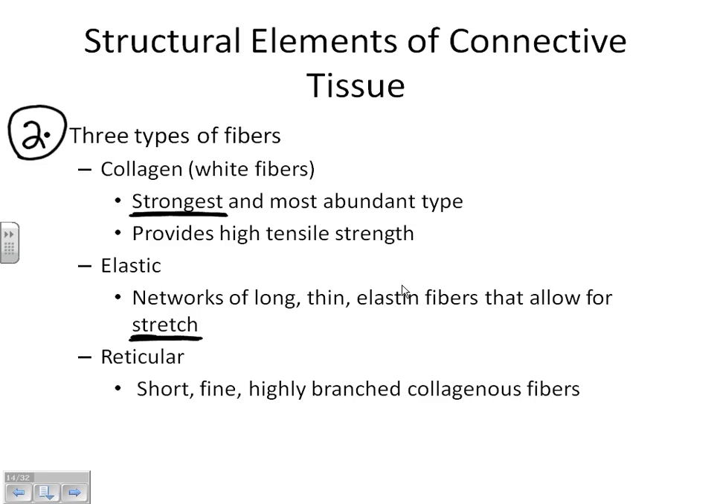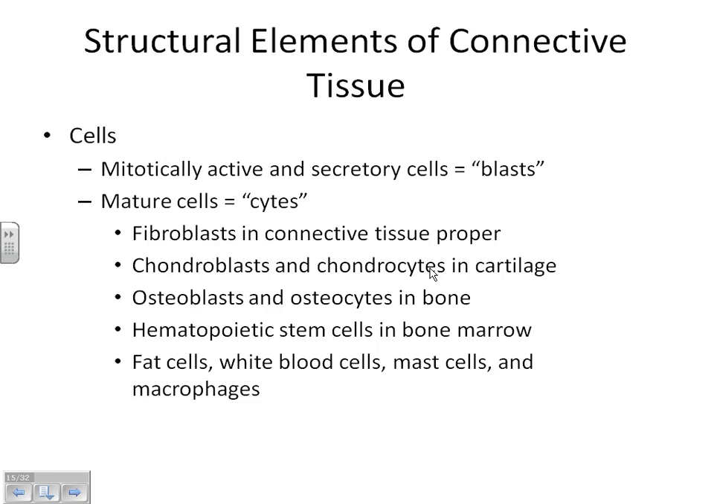Okay? The third type is reticular. They're really highly branched, teeny tiny collagen fibers. They're only found in just a couple places in the body in things like reticular tissue. And those are going to be part of your lymphoid tissue, and we're going to look at those in just a second.